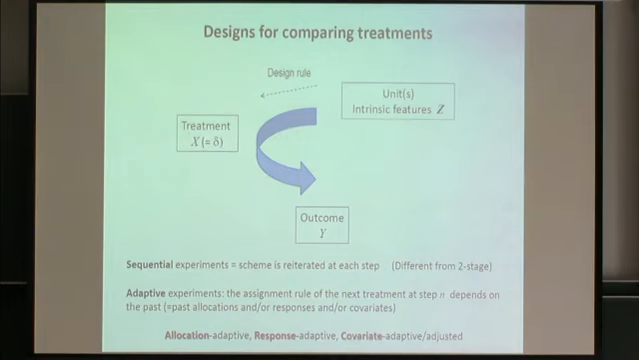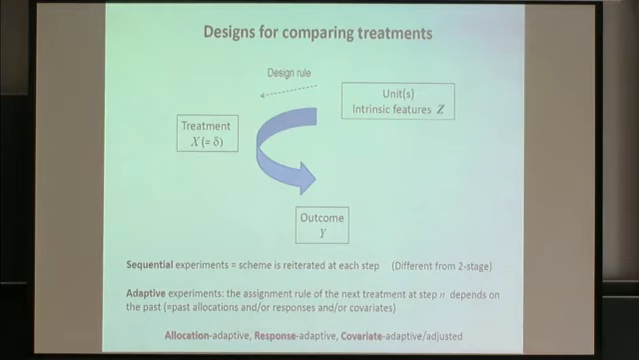I'm talking about designs for experiments for comparing treatments, which on the whole seems a simple thing to do. You've got 2 or more treatments, and you have some units with some intrinsic features. You decide for each unit which treatment to assign, and you observe the outcome. In sequential experiments, this scheme is iterated, so you go round and round. And this is different from the two-stage design, or rather, it's related.